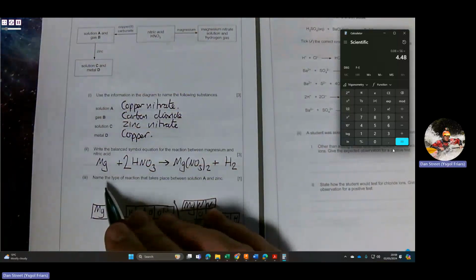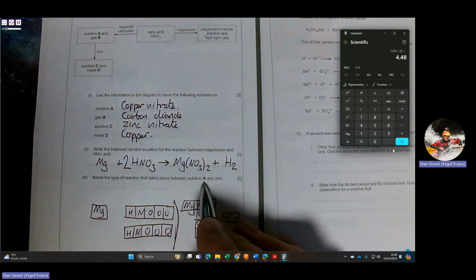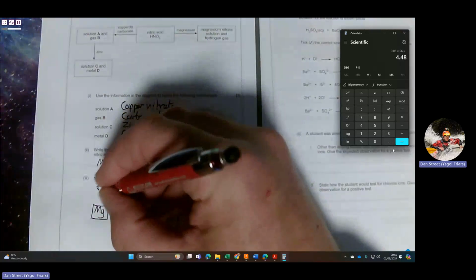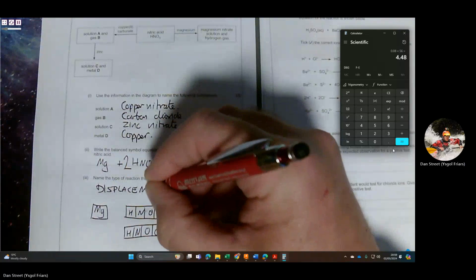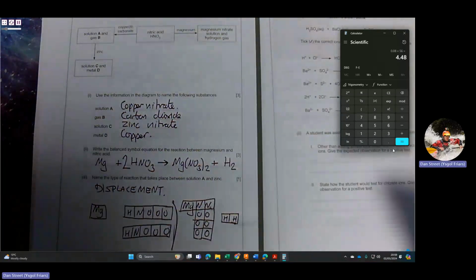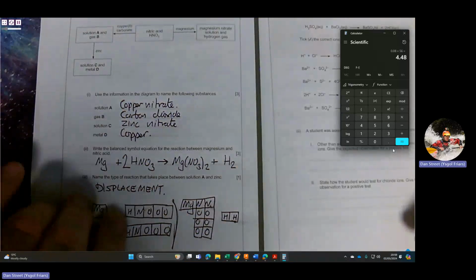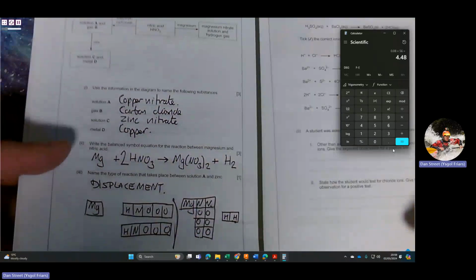Name the type of reaction that takes place between solution A and zinc. Well, that would be a displacement reaction, because the zinc is more reactive than the copper and displaces it from the copper nitrate.